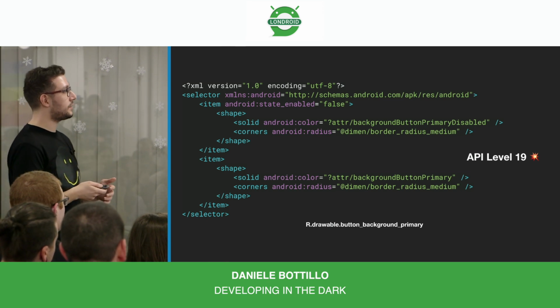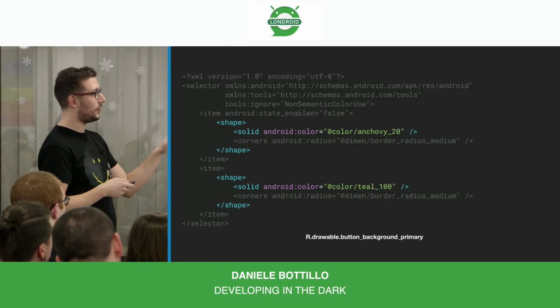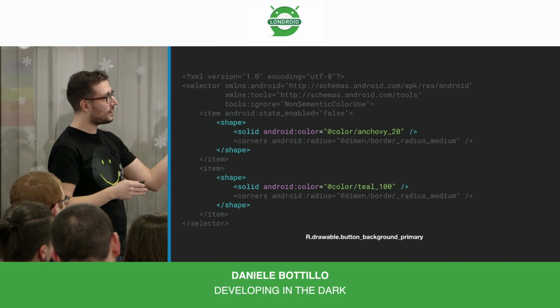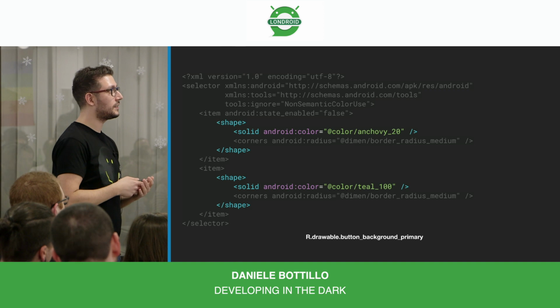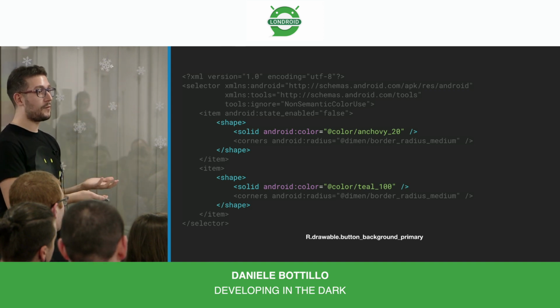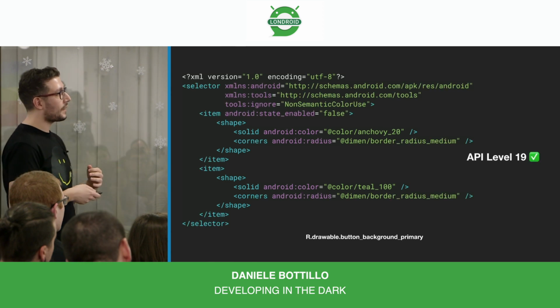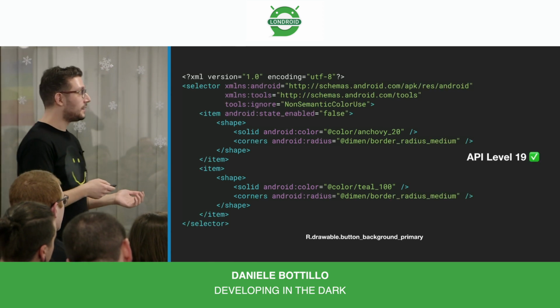So the way you do this, as usual, you just duplicate the file. So this now becomes the normal definition of the file, where you have anchovy until 100, which means it's not using the reference of the attribute of the theme. And then this now works on API 11.19.